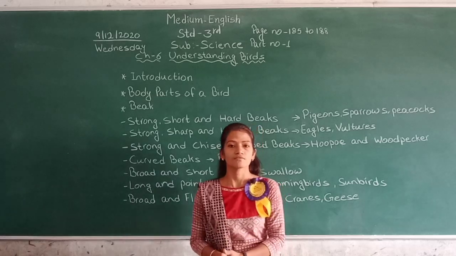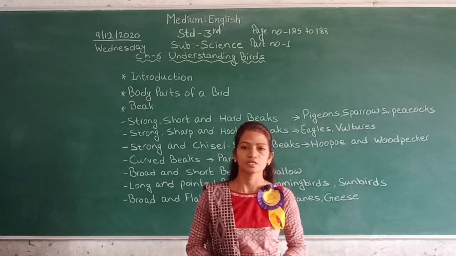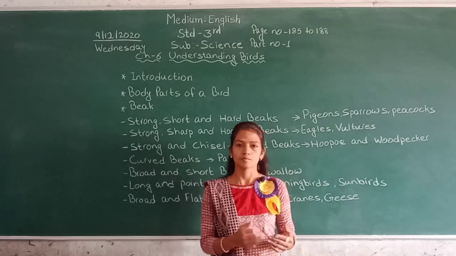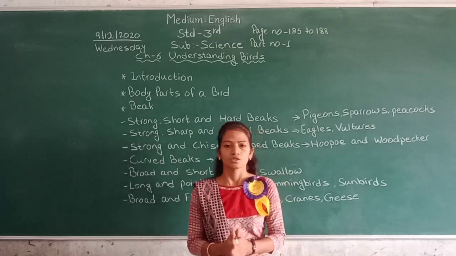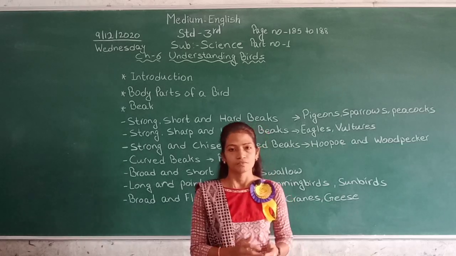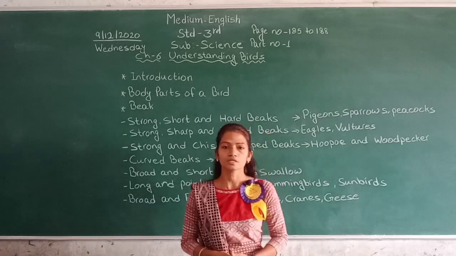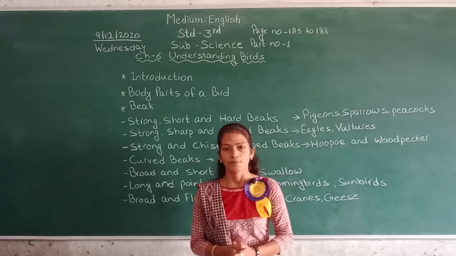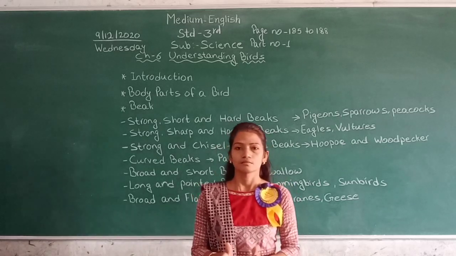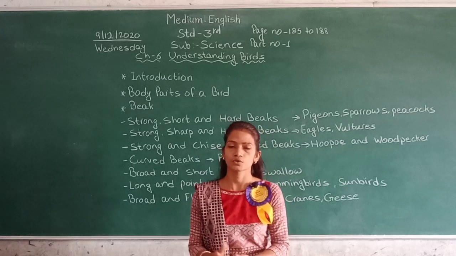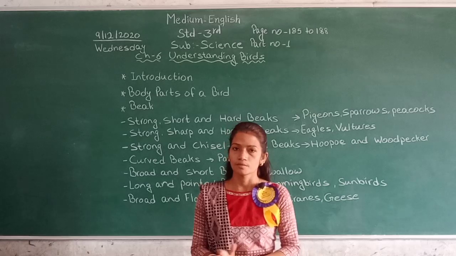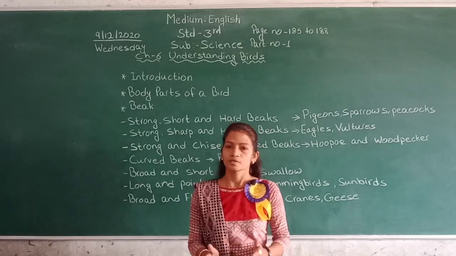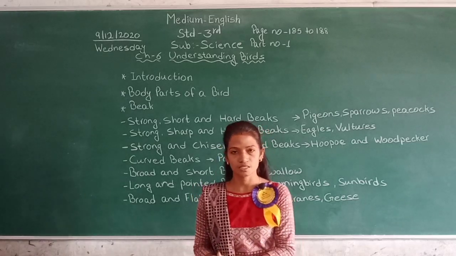So birds have small and soft feathers all over their body, and they have a beak with no teeth. In the beak there are two holes, which are called nares or nostrils.